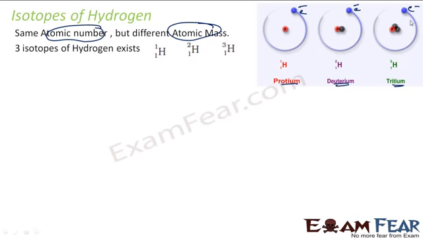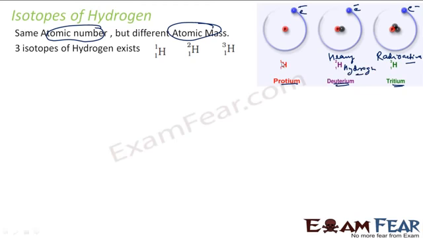It's very heavy, and that's why it is unstable and radioactive. We'll study this later. Deuterium is also heavy, and it is called heavy hydrogen because it has more neutrons, so more atomic weight.